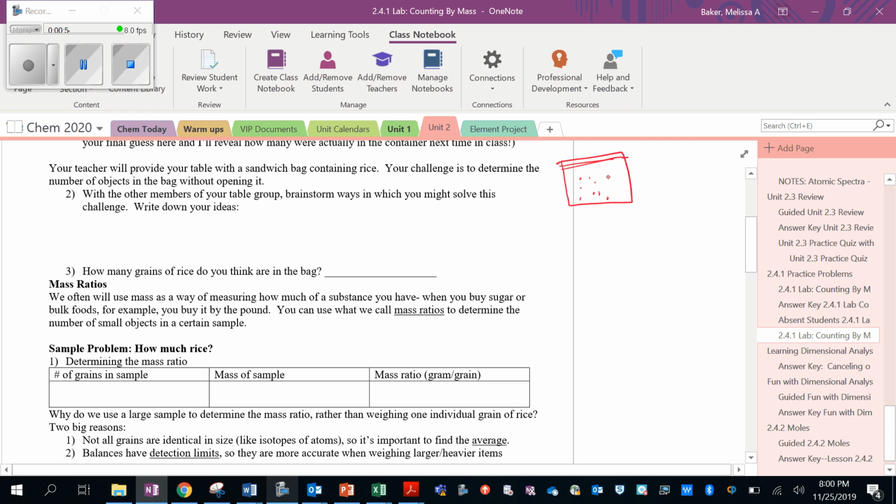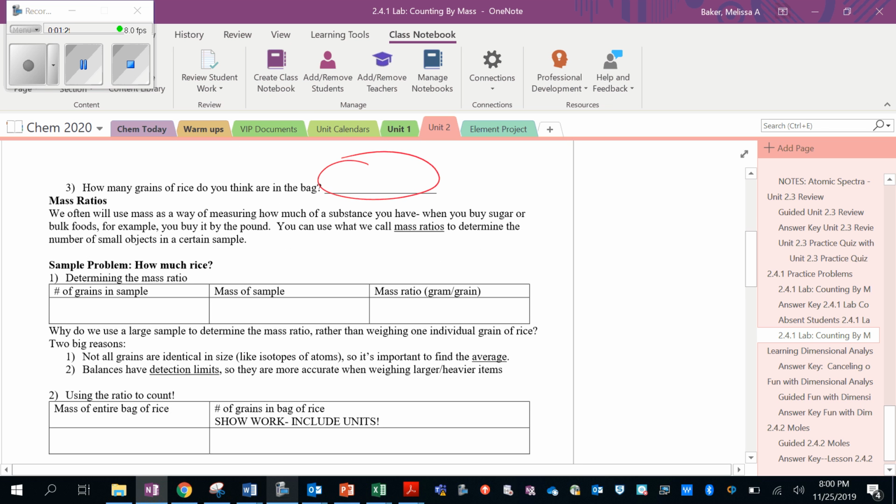Your first thing that you're supposed to do is try to come up with a way that you can figure out how many grains of rice are in your bag without opening it. You are allowed to have a separate sample of rice that maybe has 50 pieces, and you're allowed to know that the Ziploc bag itself weighs about 2.5 grams. So think about it and take a guess how many grains of rice are actually in the bag.